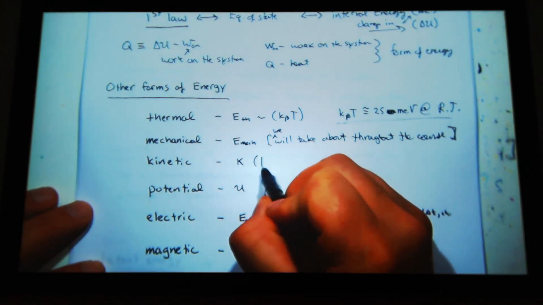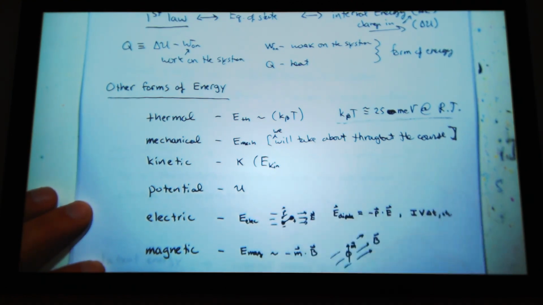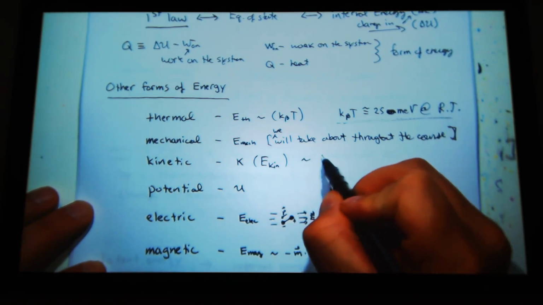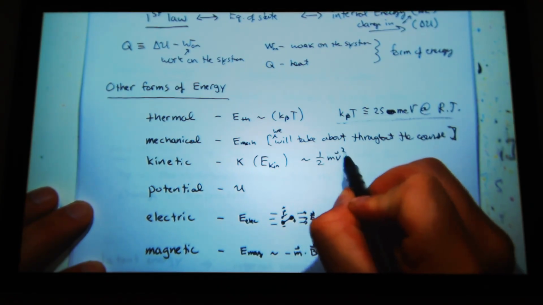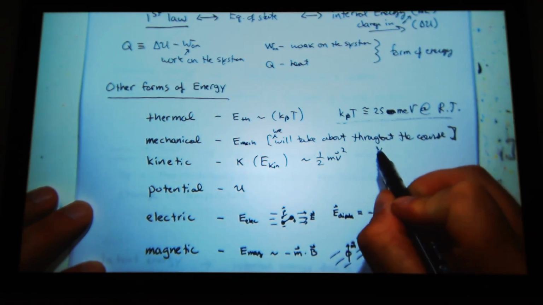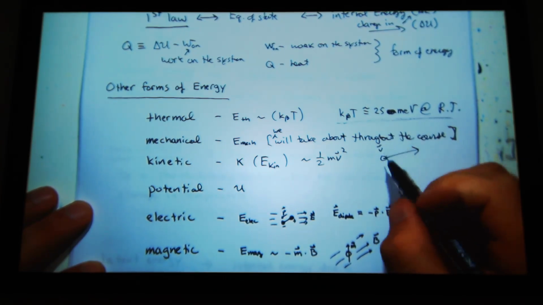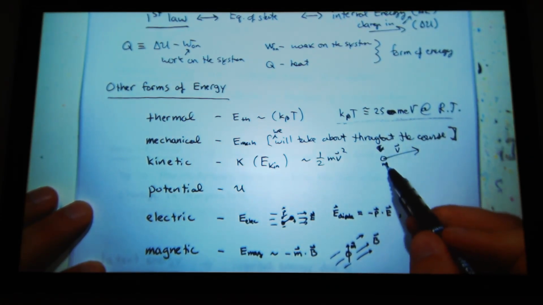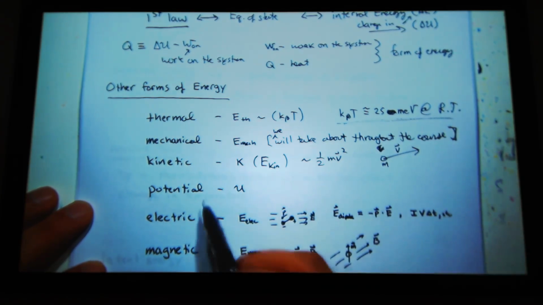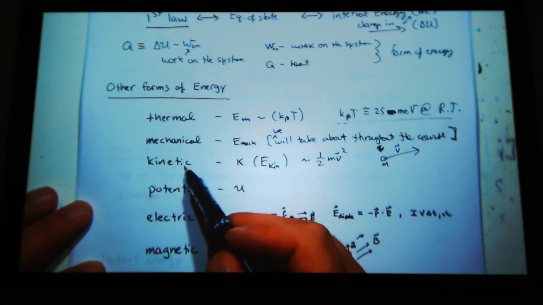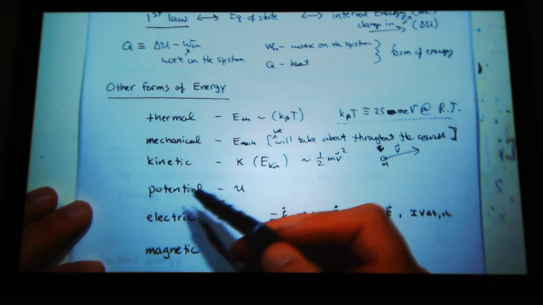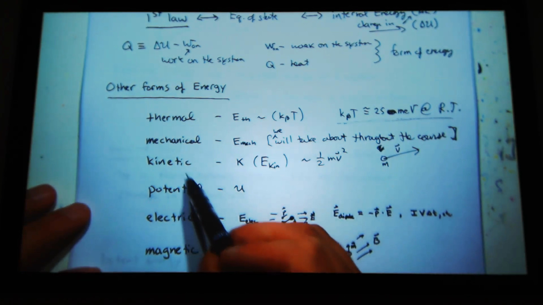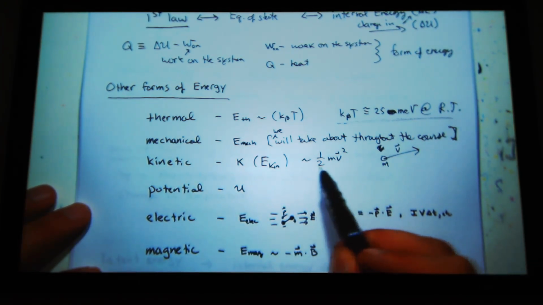If I want to put another, I could put E kinetic. And then if I want to put it in equation form, I could say it's 1/2 mv squared. So if I draw some particle, I have some mass traveling at a velocity. Given that I have a mass traveling at a velocity, I can give it a kinetic energy. Mechanical has a kinetic part and also a potential part. Here I just drew 1/2 mv squared.